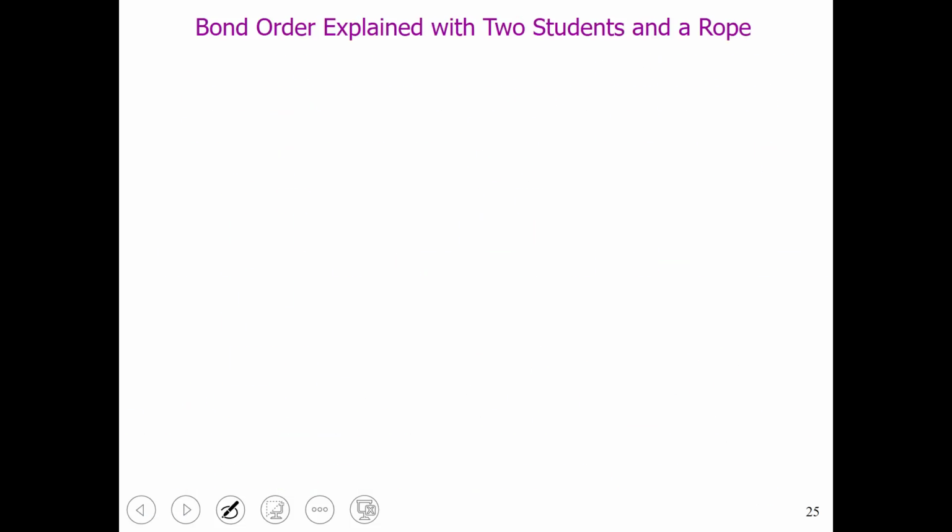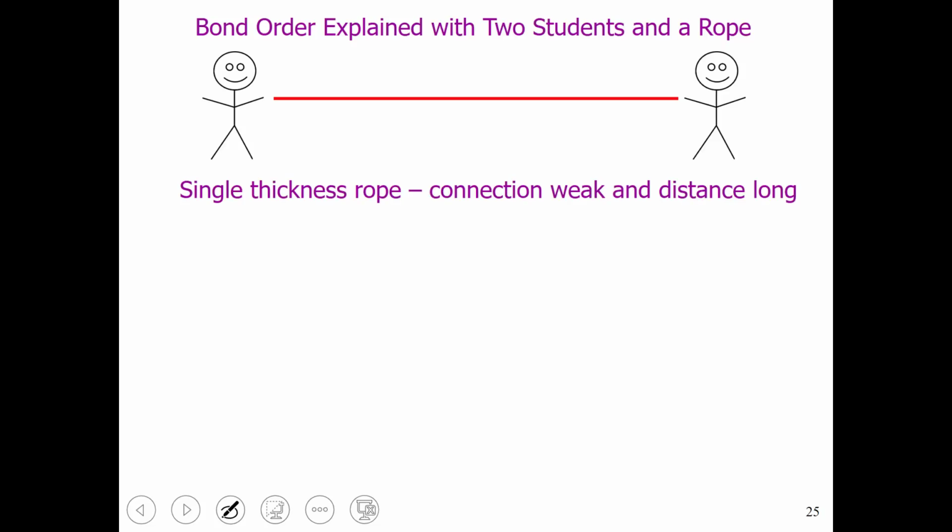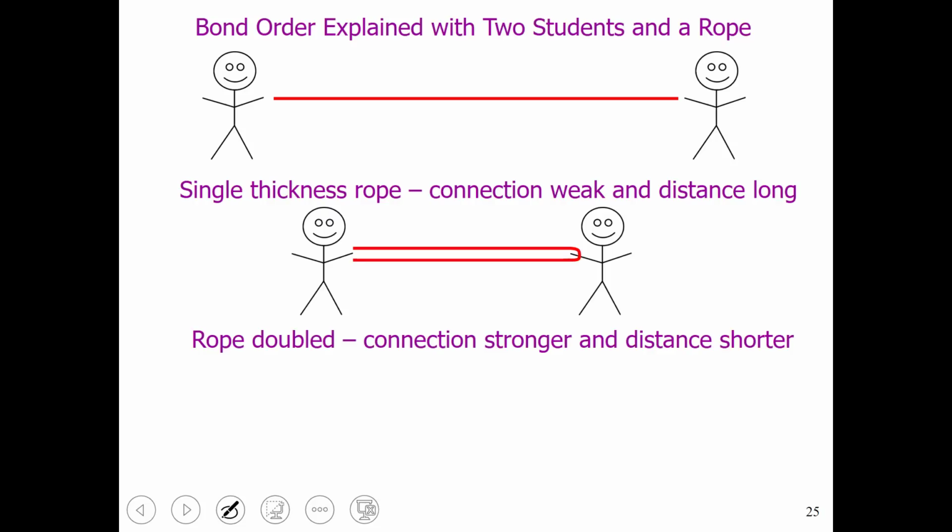Several years ago, I actually had a student who said, hey, you could demonstrate this in a really easy way. And he explained to me what he thought would be a nice demonstration. So, as I cannot show you this in class, here it is. Here's 2 students holding a rope between them. This is a single thickness rope. The connection between them is weak, and the distance is long. But what if they were to double up that rope, fold it in half? Well, you notice their connection would be stronger, right? They'd have the strength of 2 ropes between them, and the distance between them would be shorter.